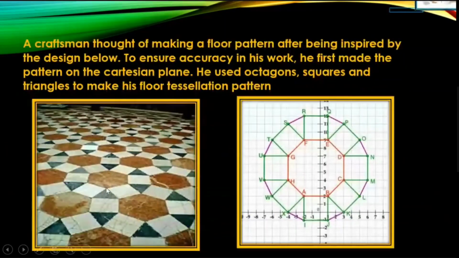So this is the example that has been given to us. A craftsman thought of making a floor pattern after being inspired by the design below. To ensure accuracy in his work, he first made the pattern on the Cartesian plane. He used octagons, square, and triangles to make his floor tessellation pattern. So this is the pattern made by the craftsman. Using this figure, we'll be having some questions to be done in the form of case study.